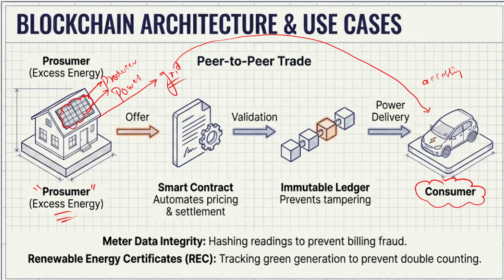Okay. And when this happens, the smart contract which we discussed in the architecture, right? The smart contract will fetch the real-time market price. The smart contract will always do this. For example, for 1 unit of power, it could be 13 rupees, right?